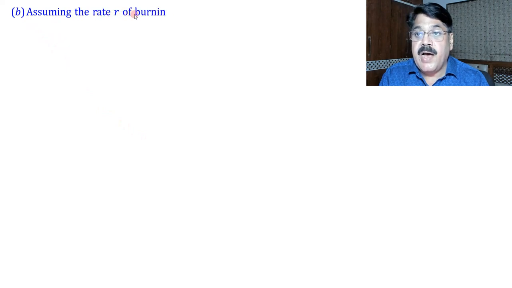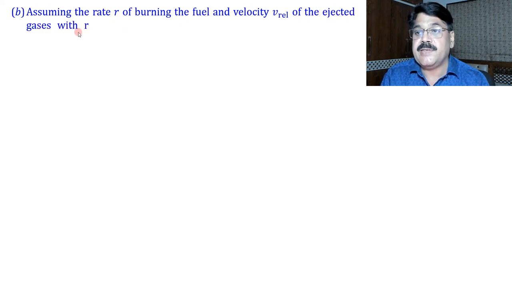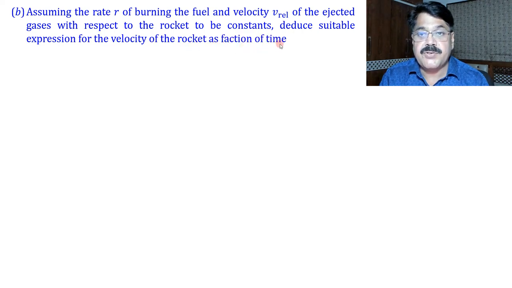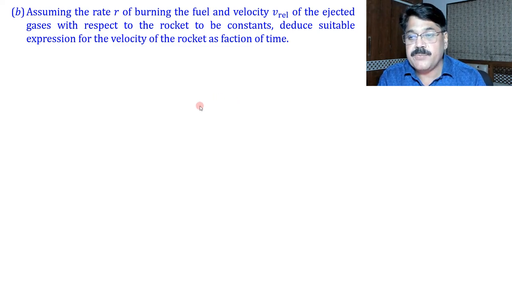Assuming the rate R of the burning fuel and velocity V relative of the ejected gases with respect to the rocket to be constants, deduce a suitable expression for the velocity of the rocket as a function of time. So what do we have to assume? We have to assume the rate at which the fuel is burned, or rate of decrease in mass R, to be constant, and the velocity of the ejected gases relative to the rocket to be constant. And assuming these two things, we have to write a suitable expression for the velocity of the rocket as a function of time. So what do we do?